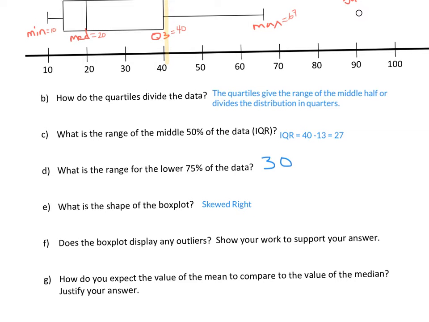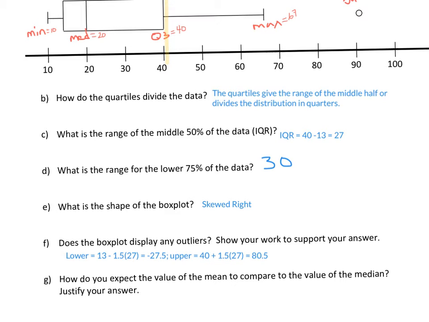Okay, so remember to show our work, we have to do our fences. What you should have learned in your video lesson, or when you were in class: the lower fence, we would take the 13 minus the 1.5 times 27, that's our IQR, and we get a value of negative 27.5, and we type that into a calculator. The upper fence then would be 40 plus 1.5 times the IQR, or 27, which is 80.5.